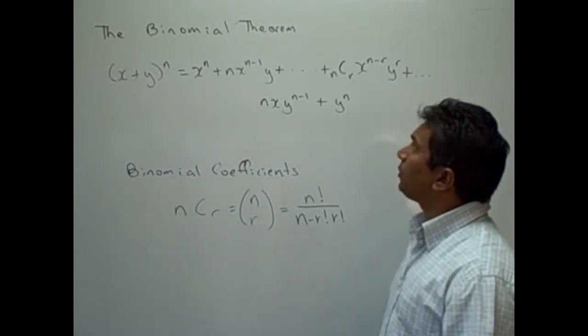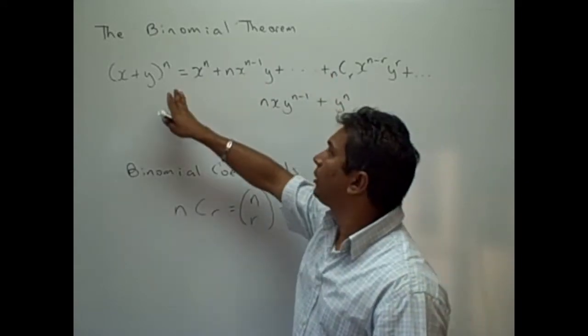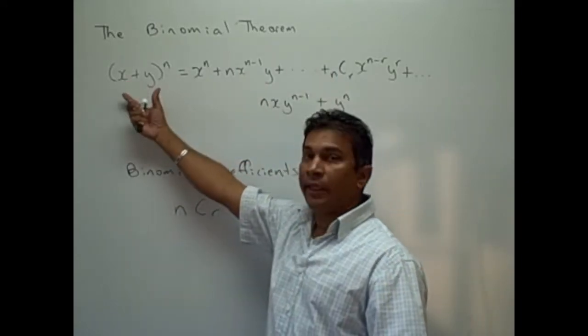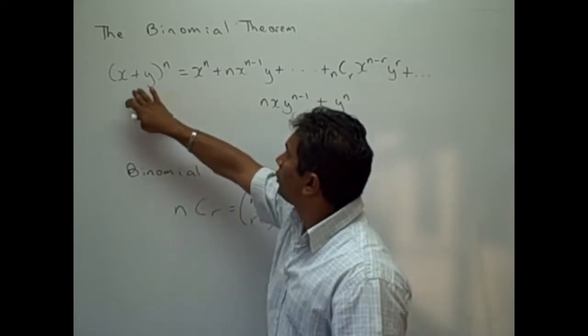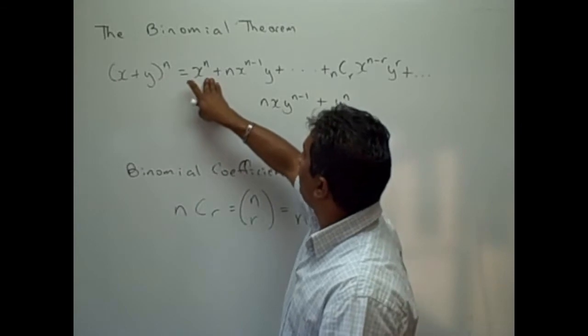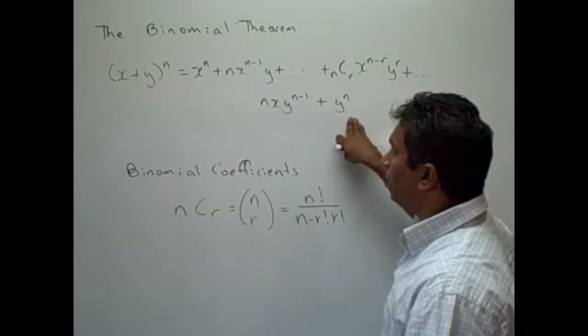In this section, we're looking at our binomial theorem. Our binomial theorem describes the expansion of a binomial x plus y to the n power. Here we get the first term is always being raised to the n power, and at the very end we have the last term being raised to the n power.